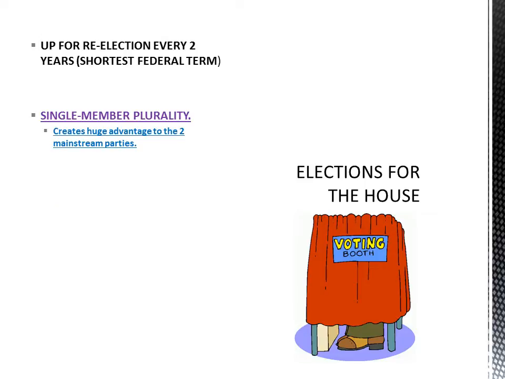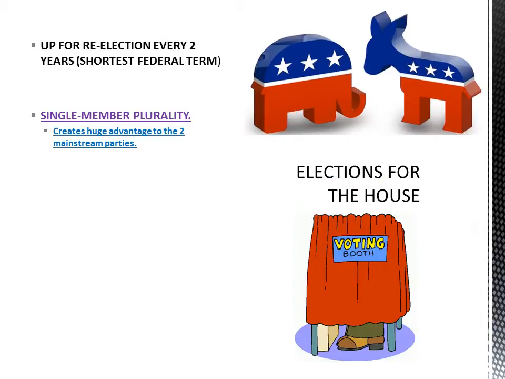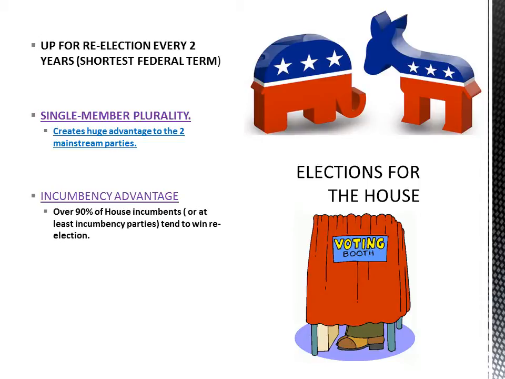This tends to create a huge advantage for the two mainstream parties, the Democrats and Republicans, since they have more financial backing and more name recognition. There is also a huge advantage to being an incumbent running for re-election in the House. Statistically, over 90% of House incumbents will win their re-election, or at least their party will retain their seat.